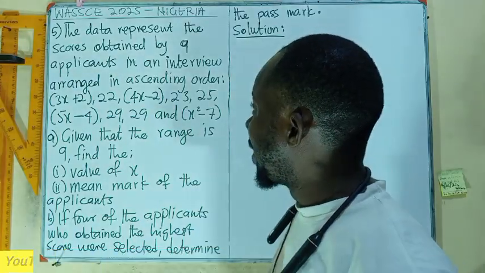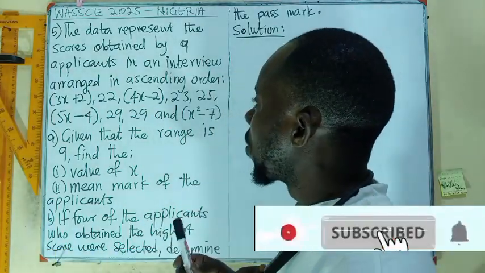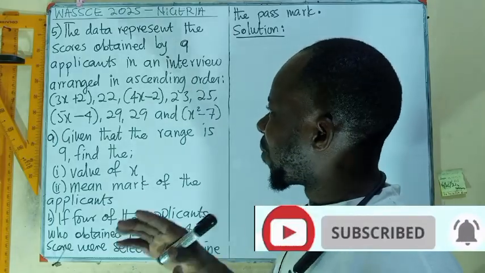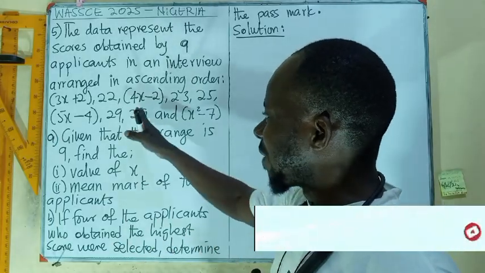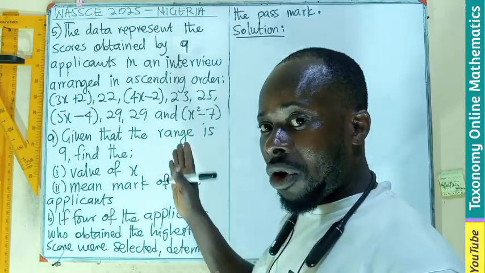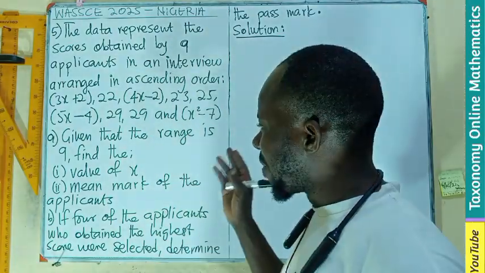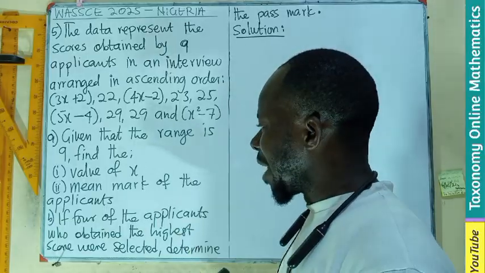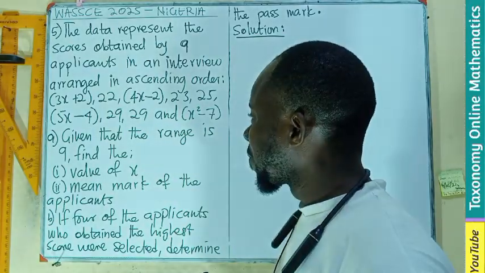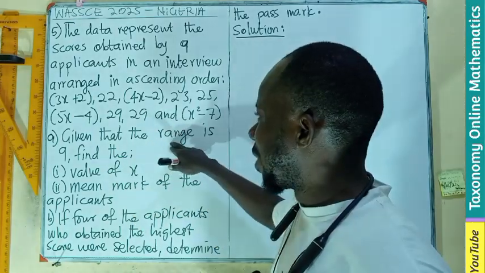The data represent the scores obtained by 9 applicants in an interview, which is arranged in ascending order. So these are the scores. Given that the range of the scores is 9, we have to find the value of x, the mean mark, and also find the pass mark of these numbers. Now, starting with the first one, range.